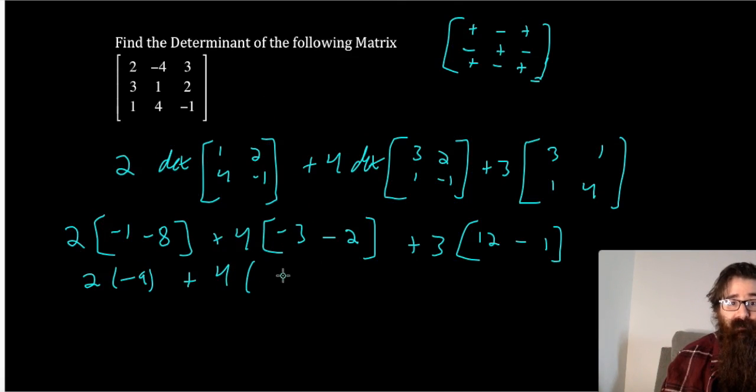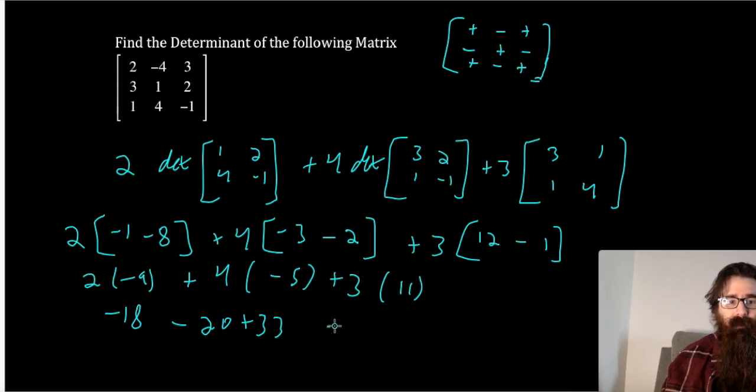4 times, this is what, -5. And then 3 times 12 minus 1 is 11. Let's see what we get. So here we have -18 minus 20 plus 33. I'm going to start here, right? 33 minus 20, that's going to give me 13. So -18 plus 13 is going to give me negative 5.